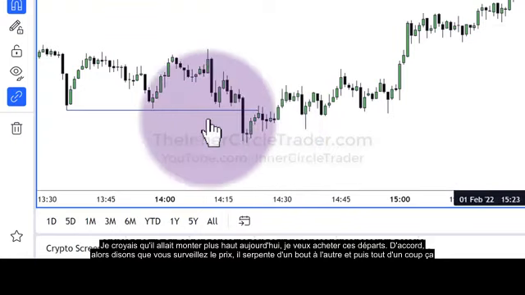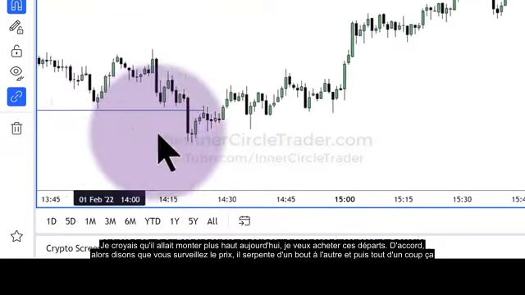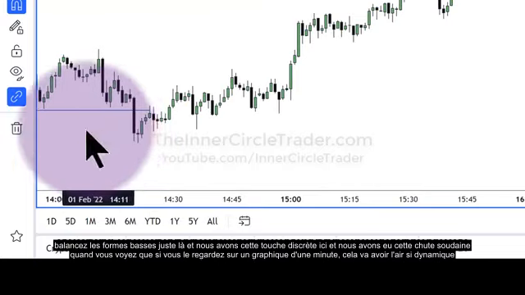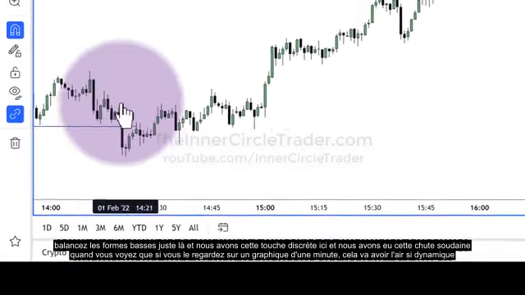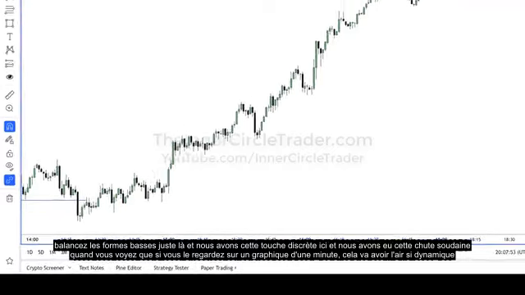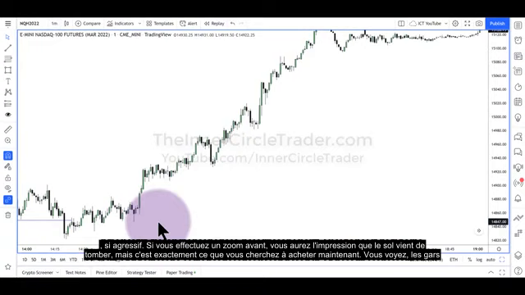All right, so say you're watching price, it's meandering through, and then all of a sudden, that swing low forms right there, and we have this low here, and then we have this sudden drop down. When you see that, if you're watching it on a 1 minute chart, that's going to look so dynamic, so aggressive. If you're zoomed in, it's going to feel like the floor has just dropped out. But that's exactly what you're looking for to buy.